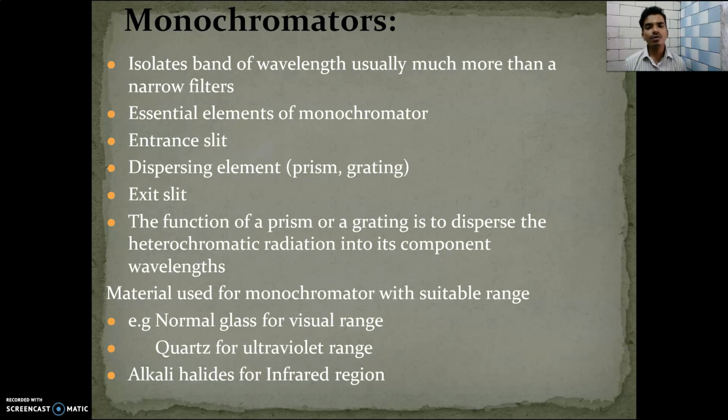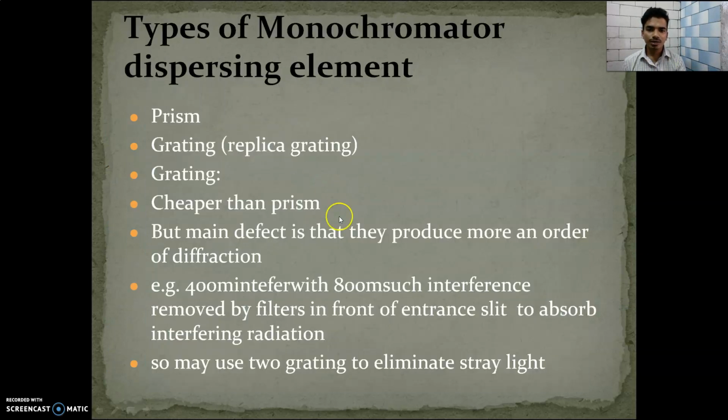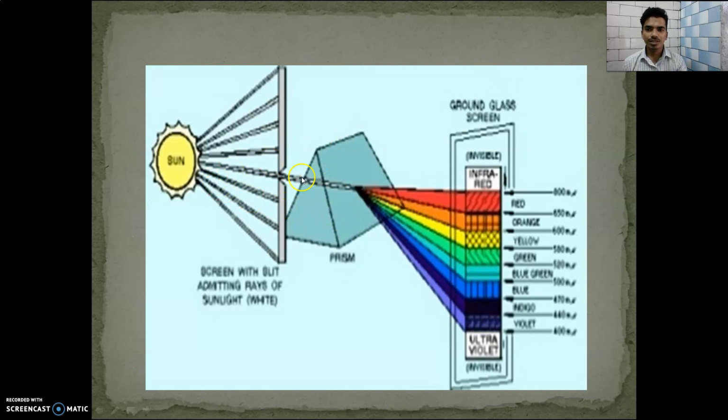The material used for the monochromator depends on the range, for example normal glass for the visible range, quartz for the ultraviolet range, and alkali halides for the infrared region. So a specific material is used for a specific type of spectrometer. The prism interacts with white light: when white light passes through the prism, the prism separates out the different wavelength bands and passes them over the exit slit.